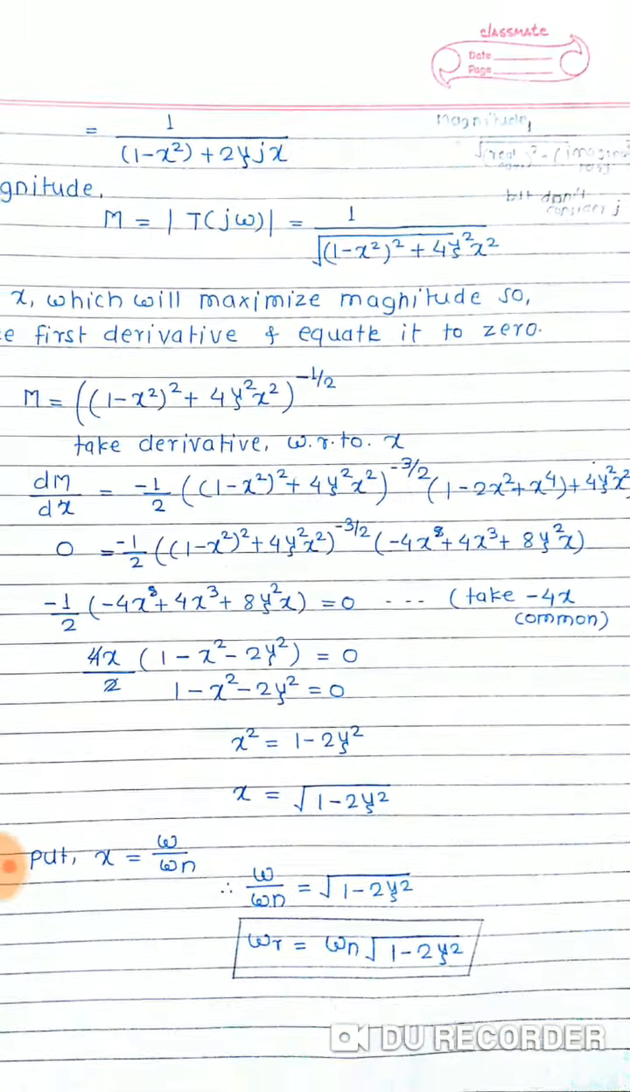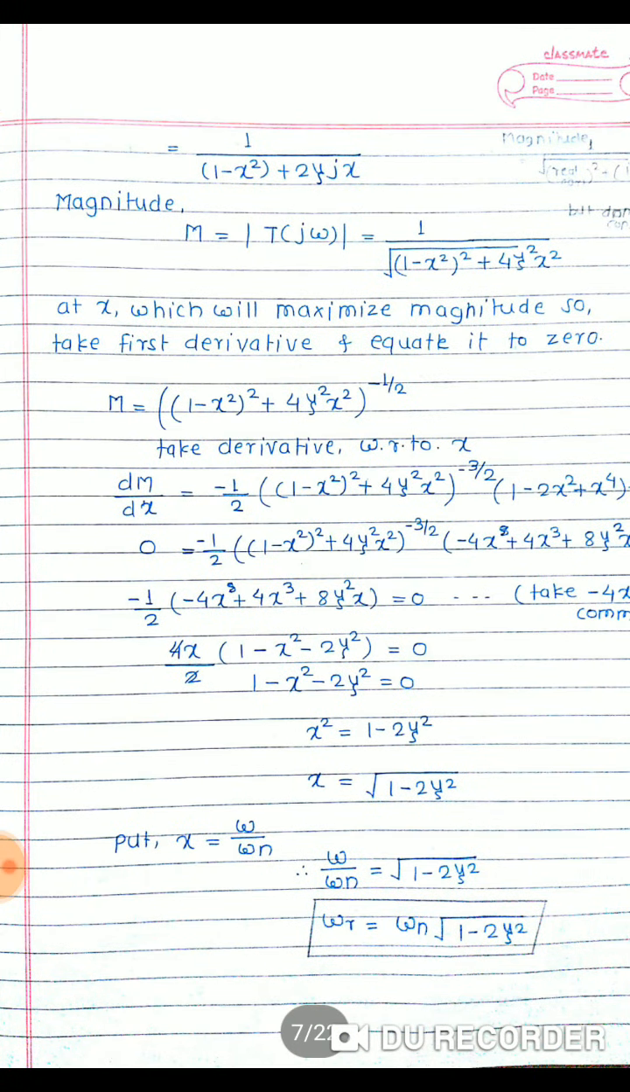Then to find out the value of x which will maximize the magnitude, we have to take the first derivative and equate it to 0. So M, the magnitude of the transfer function T of j omega, we have to take the first derivative with respect to x, dM upon dx. Before taking the first derivative, whatever root is there, we will take it to the numerator side as minus 1 upon 2 for the root, and then it will be easy for us to take the first derivative with respect to x.